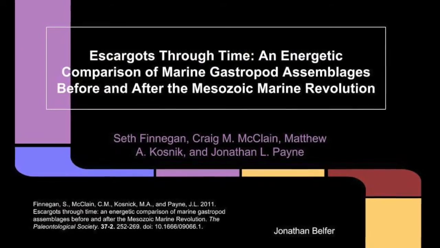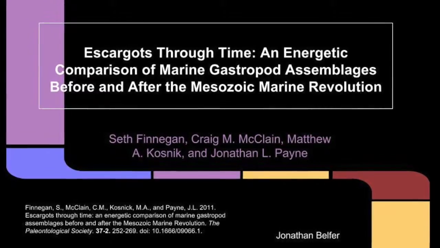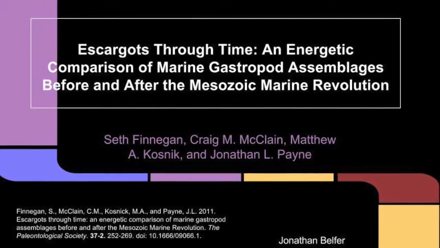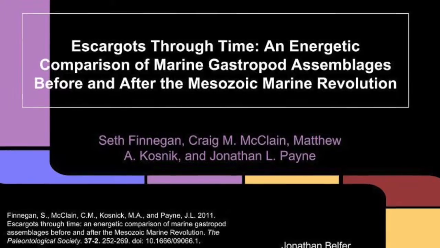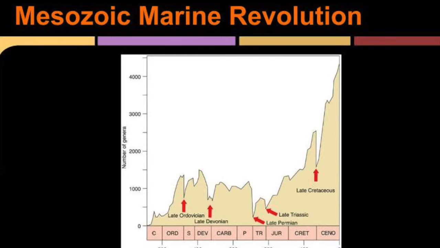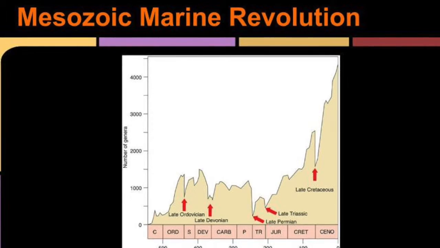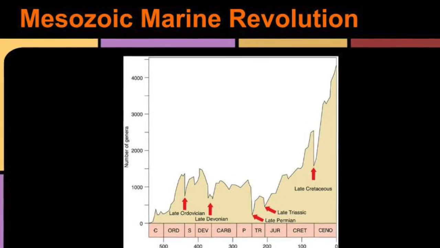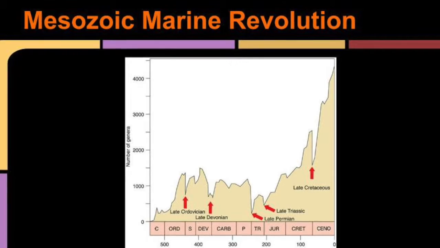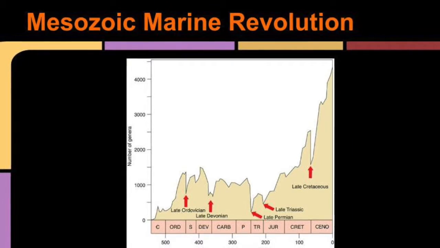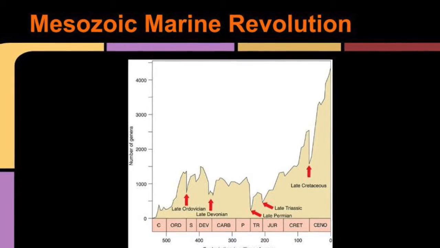Escargots through time, an energetic comparison of marine gastropod assemblies before and after the Mesozoic Marine Revolution. Before discussing this paper, this graph is the basic interpretation of diversity before, during, and after the Mesozoic era. The largest peak in quantity of genera occurs during the Cretaceous era, leading into the Cenozoic era.